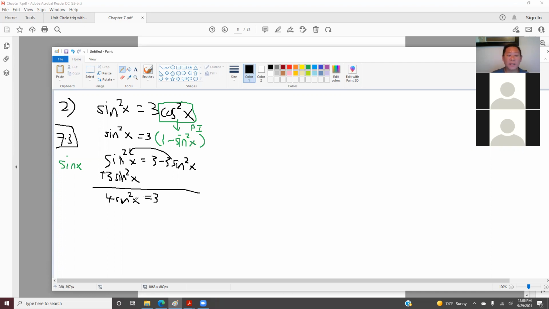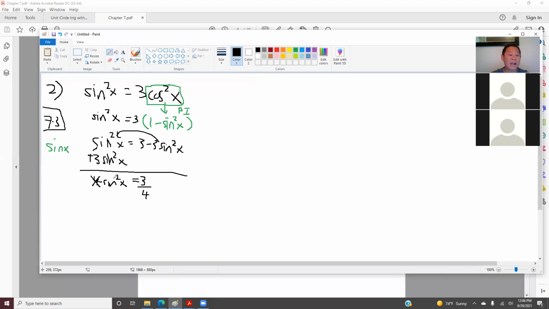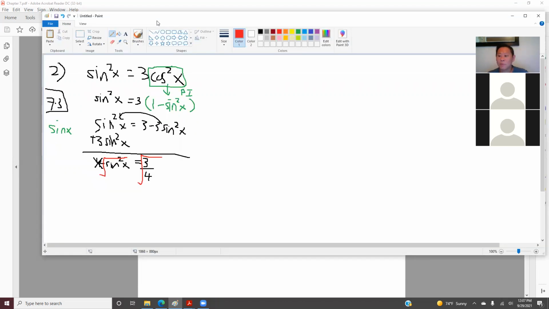In order for us to make sine x by itself, I will divide this by 4, so that is gone. And I need to get rid of the square. In order to get rid of the square, I take the square root. Every time I take a square root, what do we need to put next to the square root? This is very important. Anyone? What do we put next to the square root here? Plus or minus? Yes. A lot of students did not do this, and you will get the wrong answer.